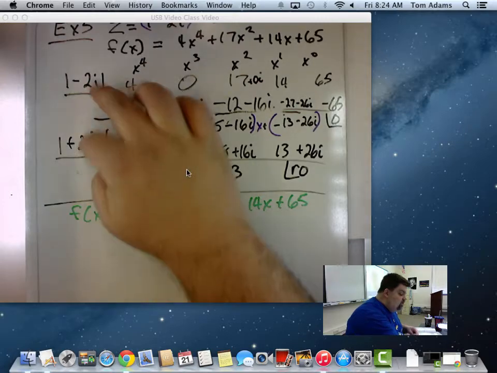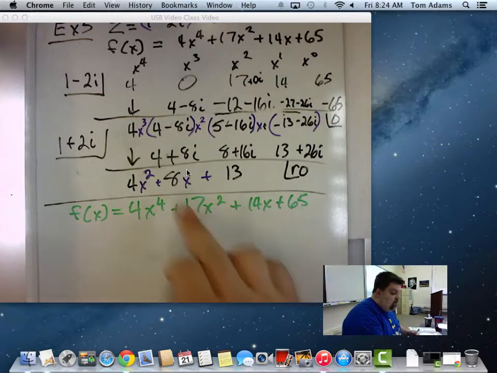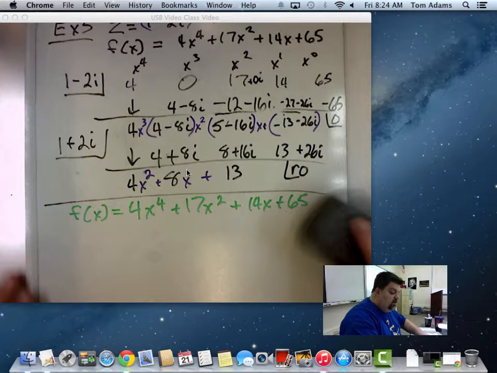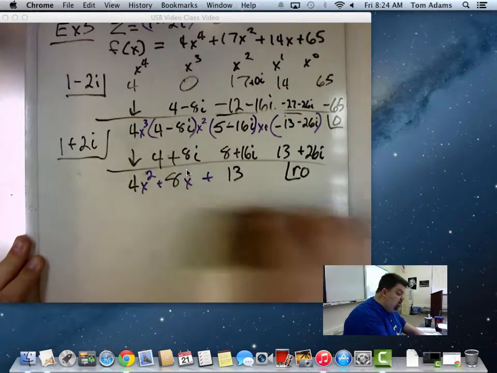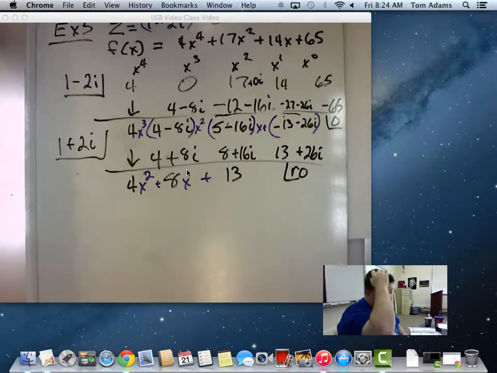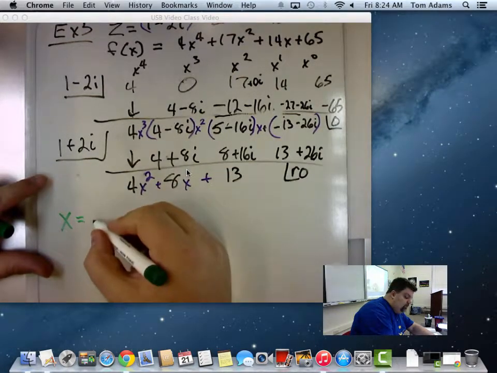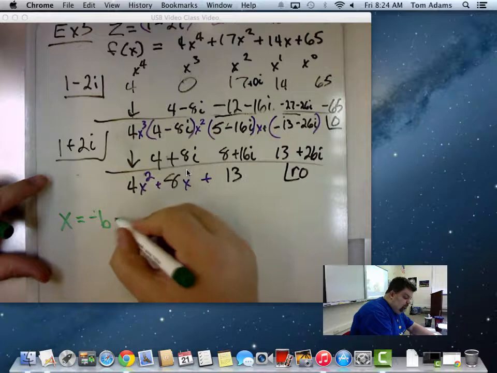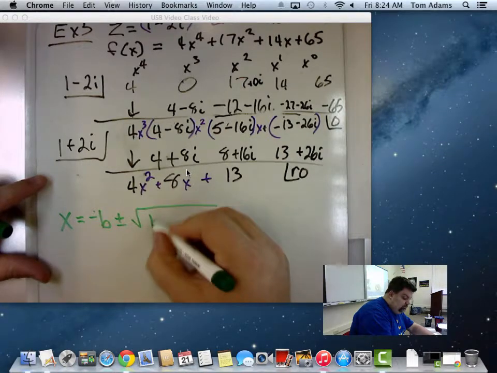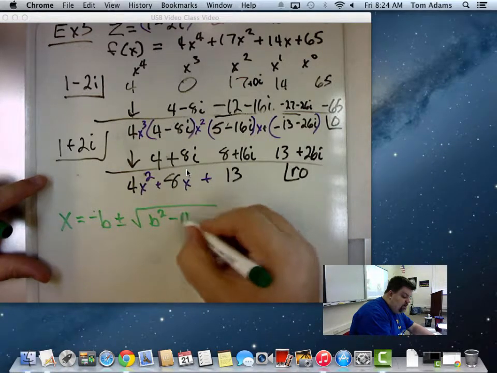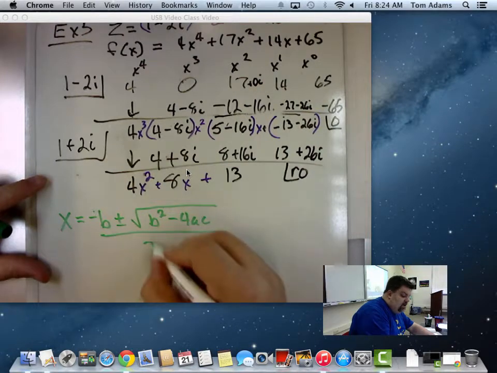And I found that these two are factors, and I've broken it down, and we're almost done. So I got to take this last one, and usually what we do is we factor until we get to a quadratic equation, and then we solve by using the quadratic formula. So the quadratic formula is x is equal to negative b plus or minus the square root of b squared minus 4ac all over 2a.